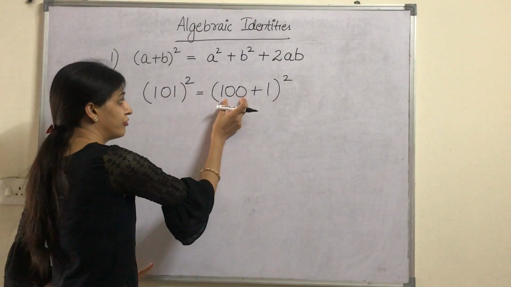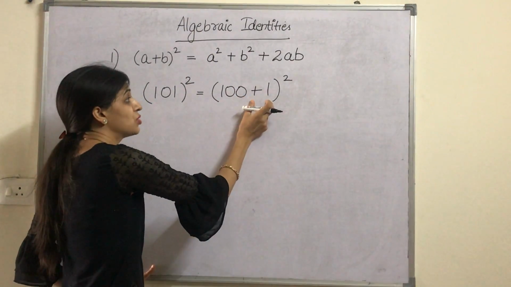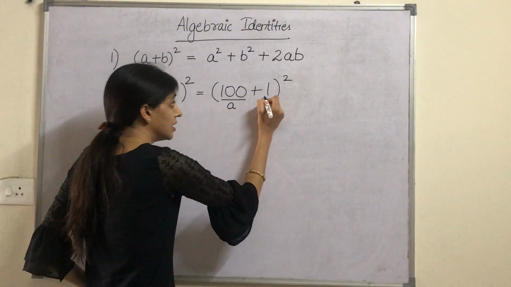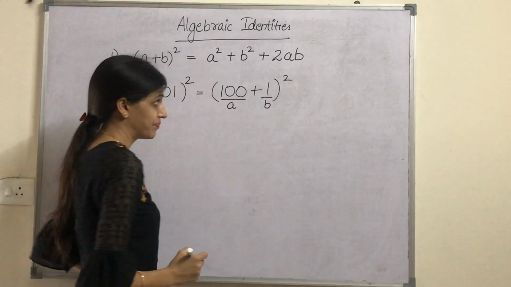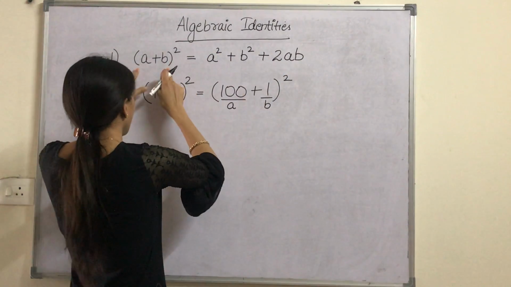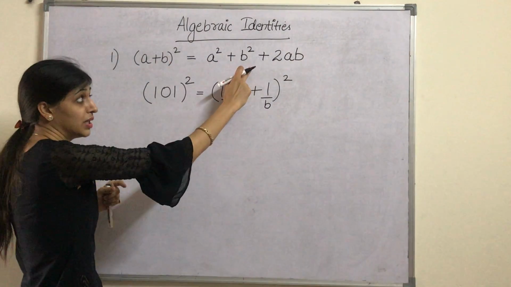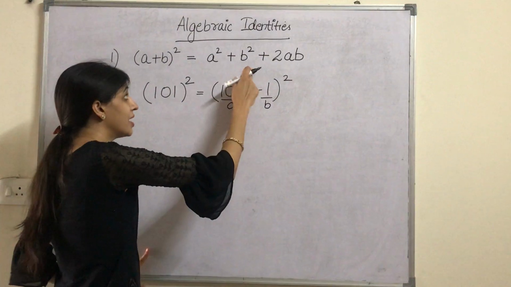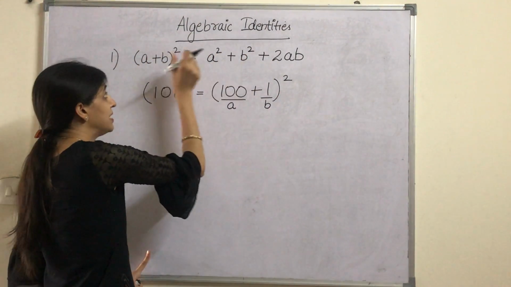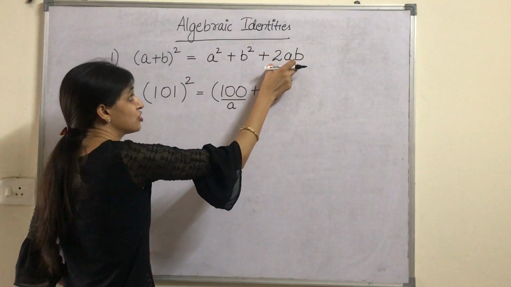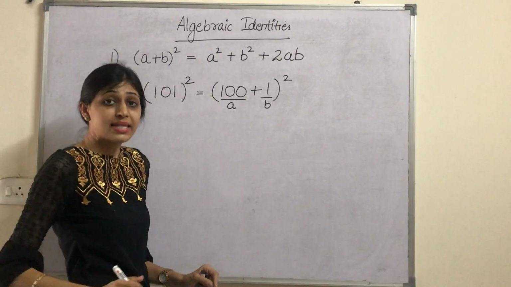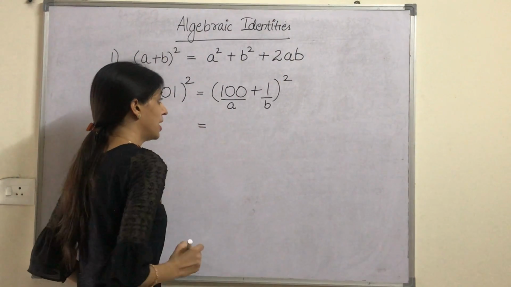Now if you look carefully, 100 plus 1. This is your A, as this is a different number, and this is your B, as this is a different number. A plus B whole square. What is the answer of A plus B whole square? A square, that is first term square, B square, that means second term square, plus 2AB, that means 2 multiplied by first term multiplied by second term. So we will do that here.